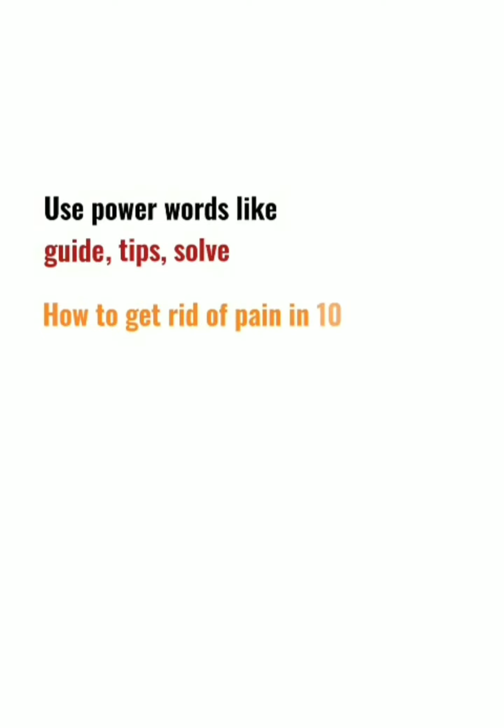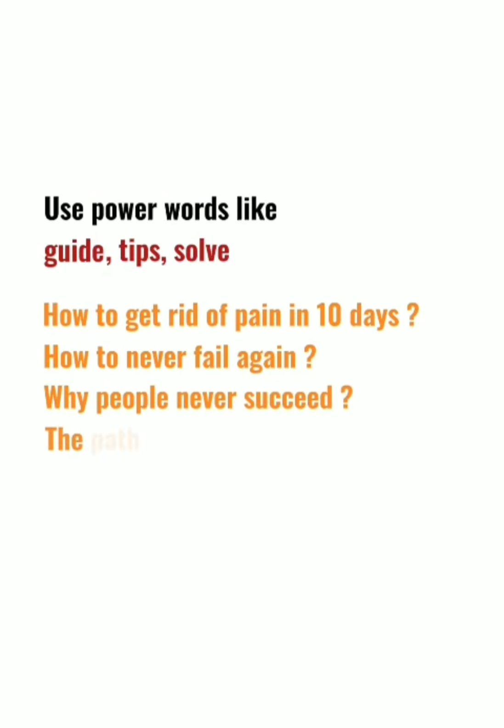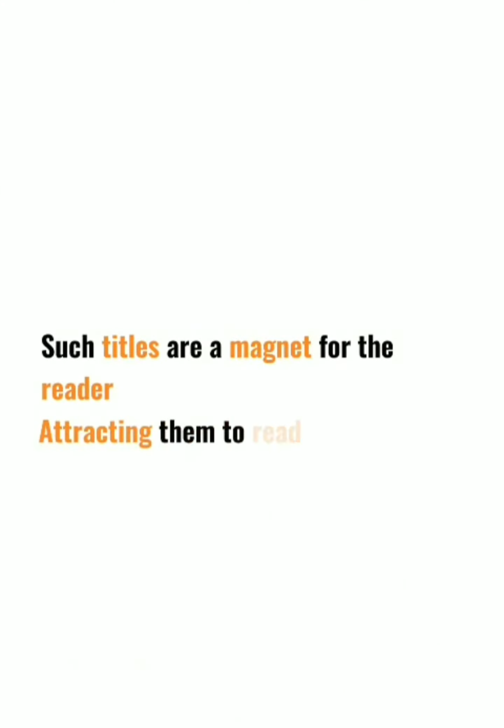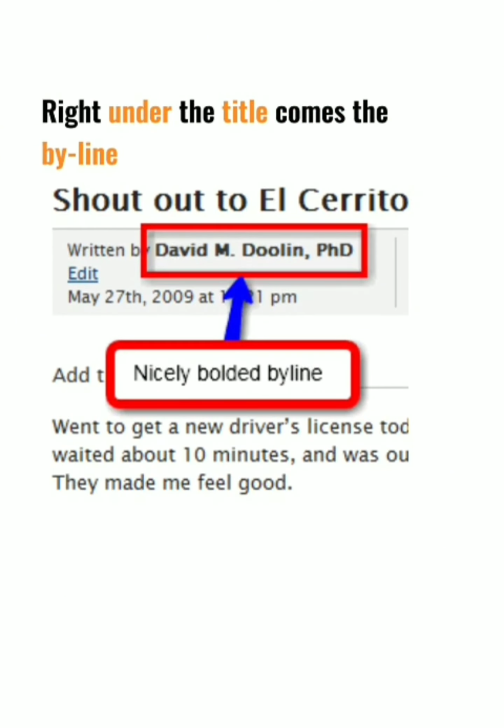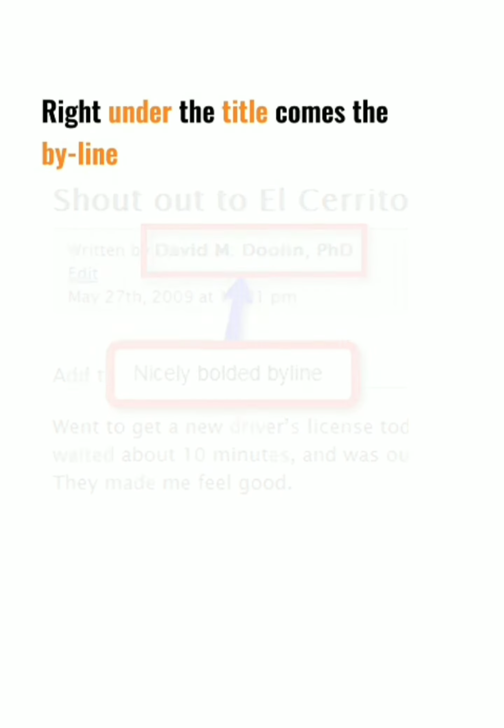Use power words like guide, tips, solve in your title. How to get rid of pain in 10 days. How to never fail again. Why people never succeed. The path to happiness. Such titles are a magnet for the reader, attracting them to read your article. Right under the title comes the byline, the line naming the writer of an article. Here you will write your name.